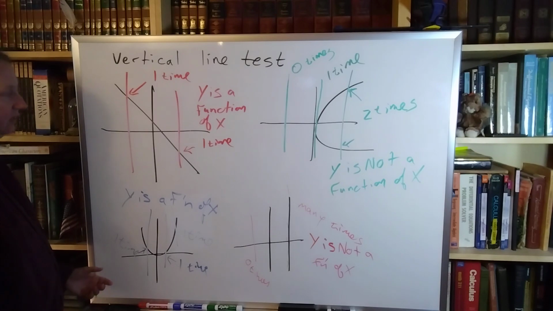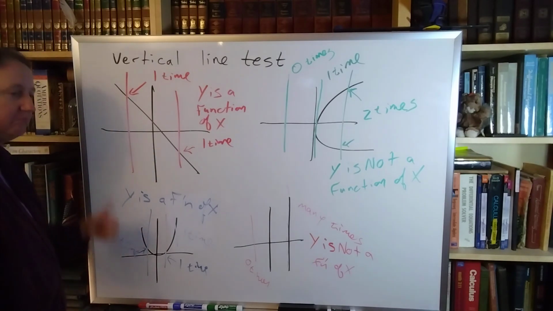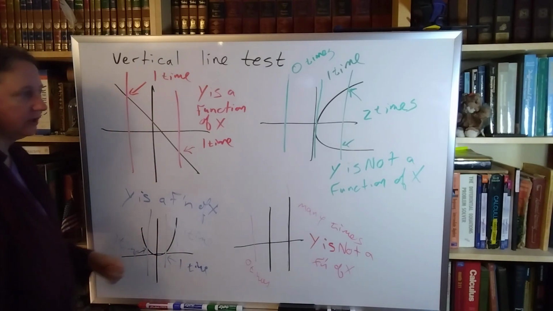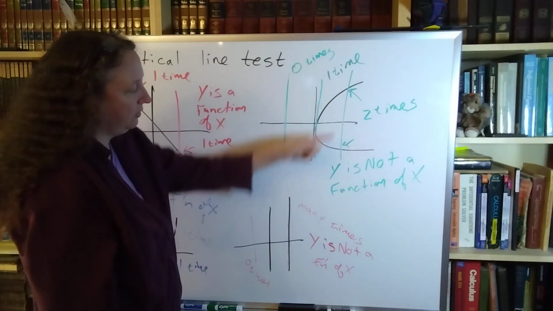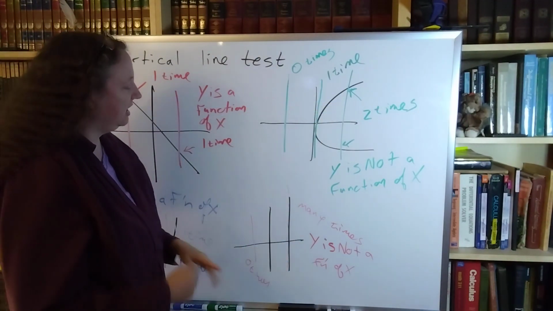So vertical line test, if it crosses only 1 time, you're good, it is a function. If it crosses 2 times or many times, it is not a function.